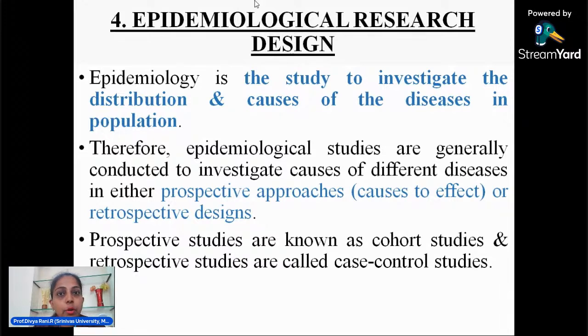Next is epidemiological research design. Now you are studying a particular disease condition, the cause of the disease or the distribution of the disease in a particular population. Such studies are called epidemiological. The design used for such studies is called epidemiological research design. Under this, you can use a prospective approach as well as a retrospective approach. If you are using prospective, it is called cohort studies. Retrospective means it becomes case control studies.